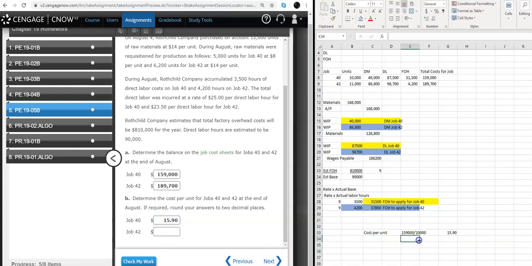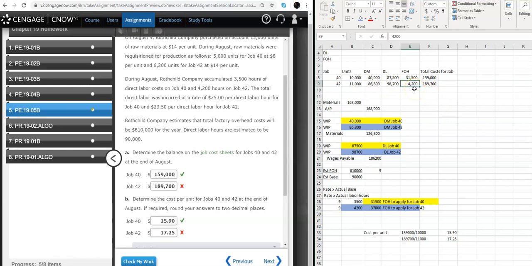And then for job 42, it's going to be the 189,700 total cost divided by the number of units, which are 11,000. And so when we divide, we get 17.25. All right, drum roll, please. Let's see if I got it right. Oh, almost. What did I do wrong here? 189,700. Let's look back and see what I did wrong. You know, that number looks pretty small, doesn't it? I'm thinking I did something wrong there.